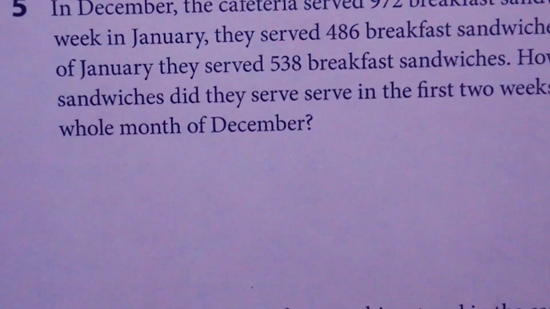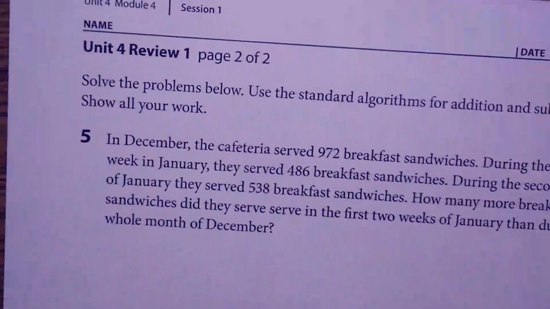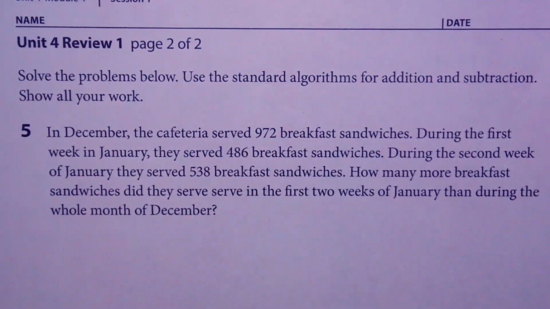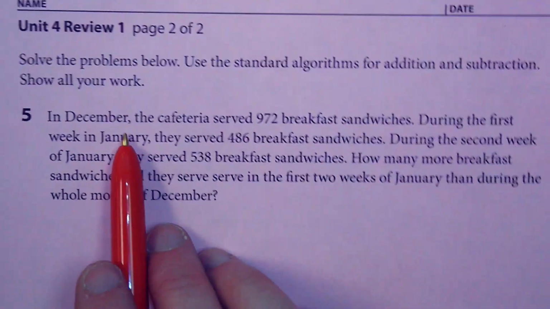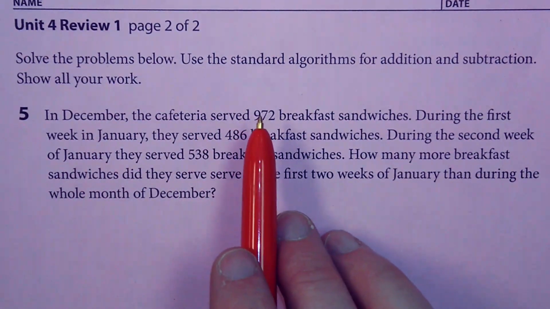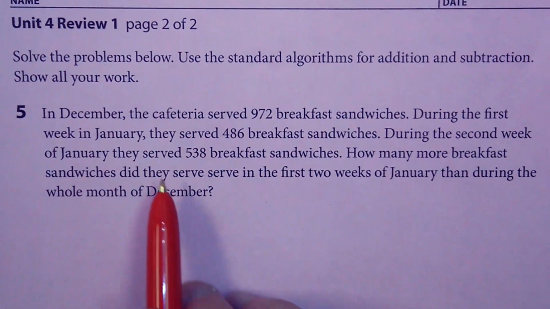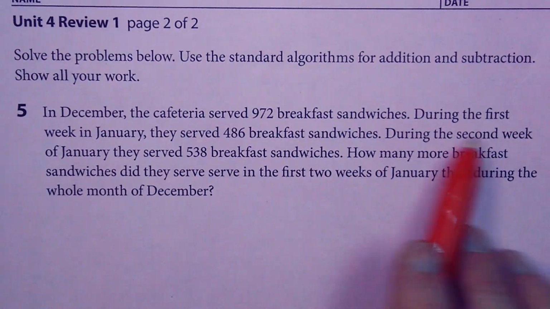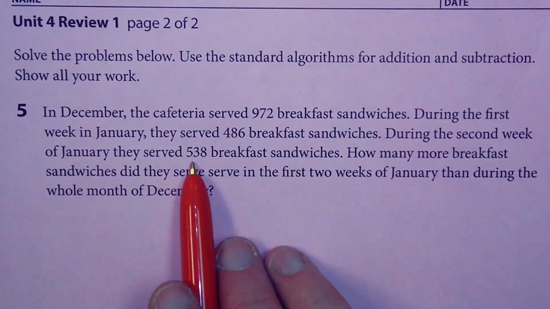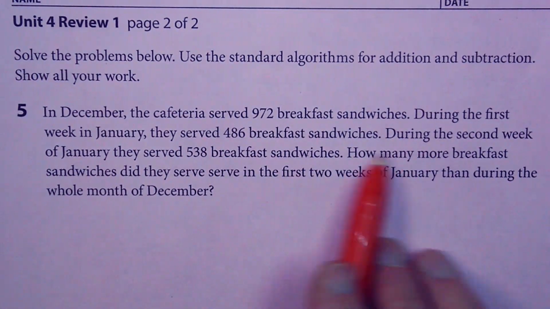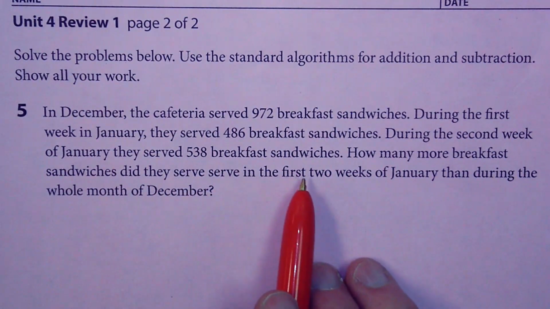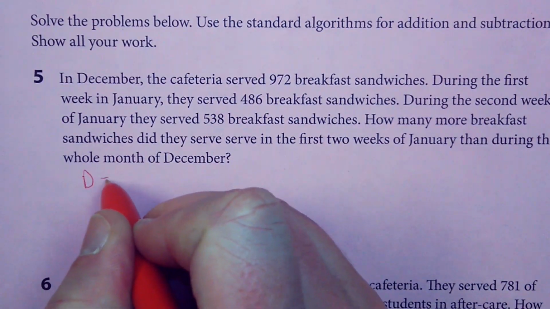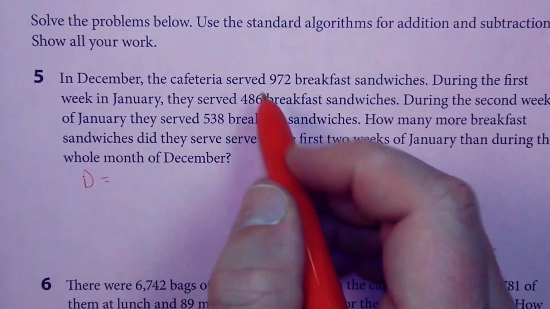On the back, we have a little bit of review using word problems. I'm going to back out so that you can read the whole thing with me. It says, use the standard algorithm. Show your work. In December, the cafeteria served this many breakfast sandwiches. During the first week in January, they served this many breakfast sandwiches. During the second week of January, they served this many breakfast sandwiches. How many more breakfast sandwiches did they serve in the first 2 weeks of January than during the whole month of December? So in December, they had 972.